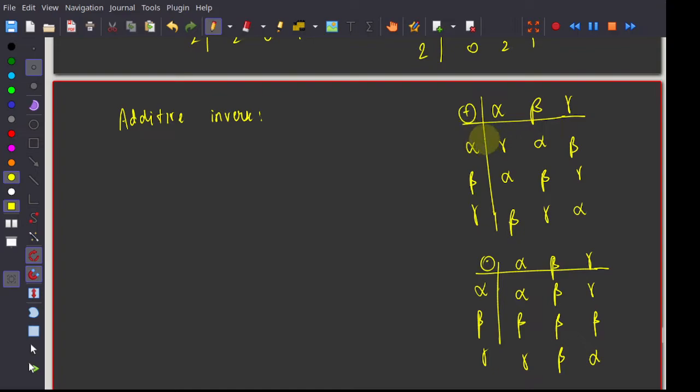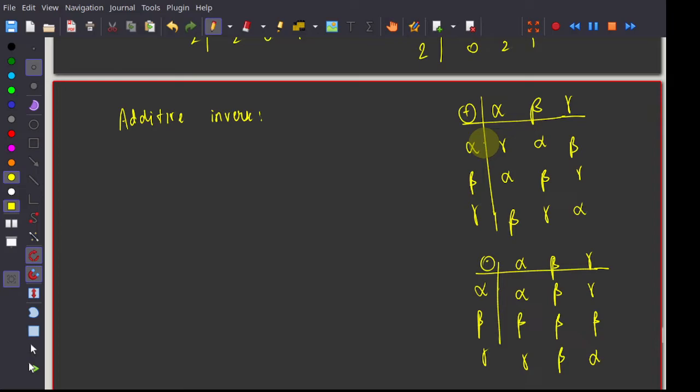Now associativity. You can also check whether this is associative or not. Basically, you take all combinations of three elements. So you add alpha plus beta and then add that to gamma, and you should get the same result irrespective of which order you do it in.